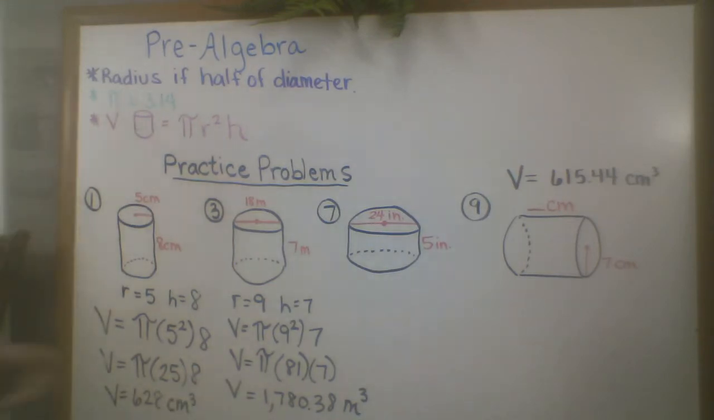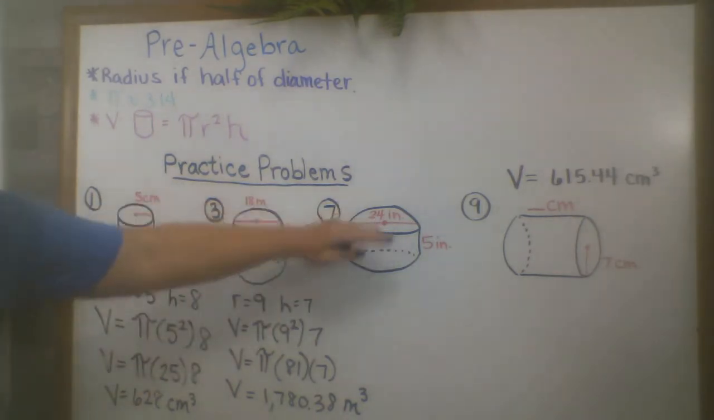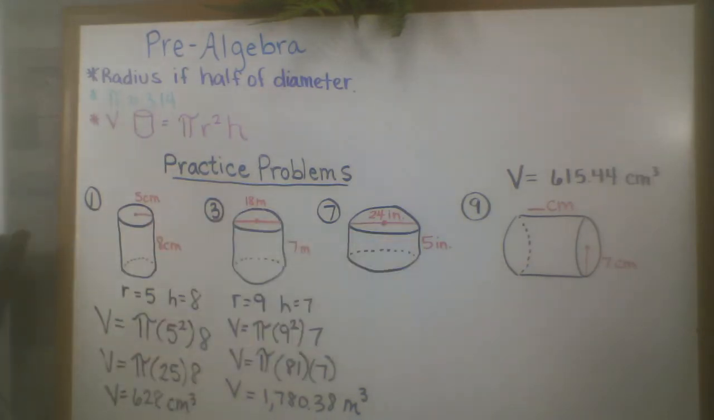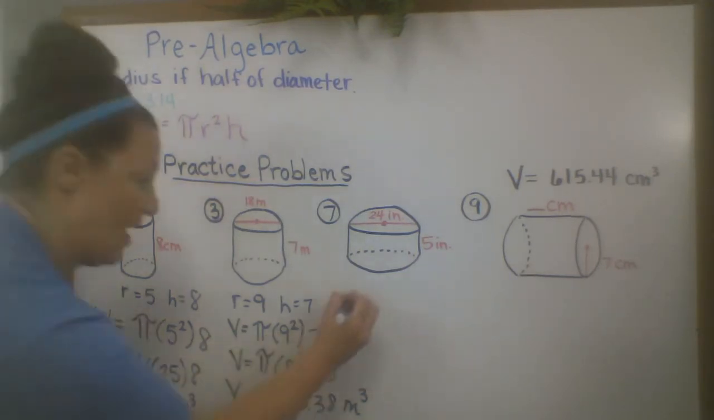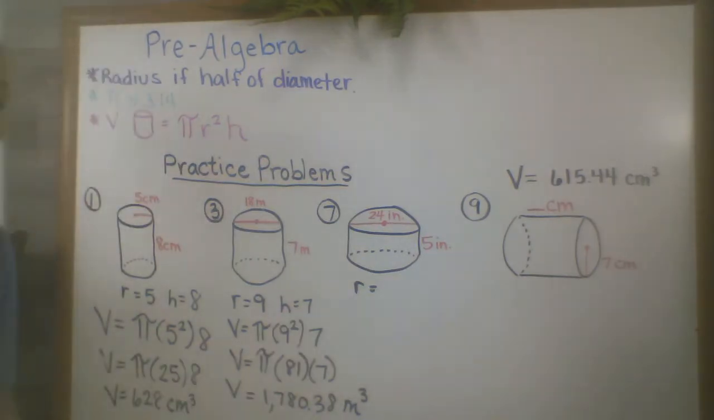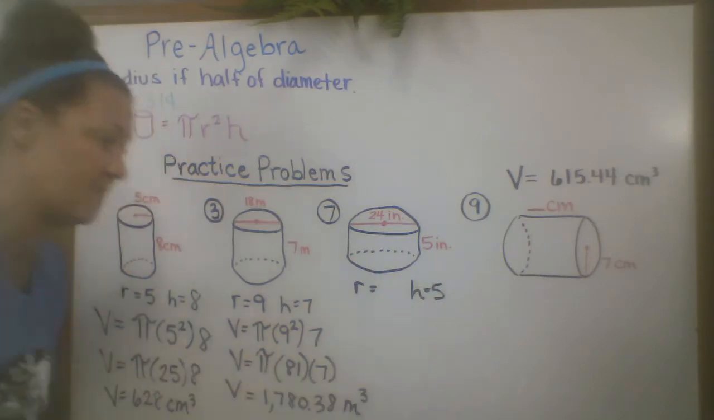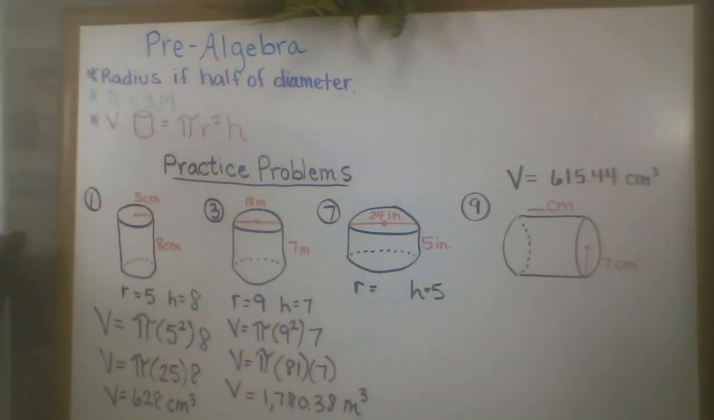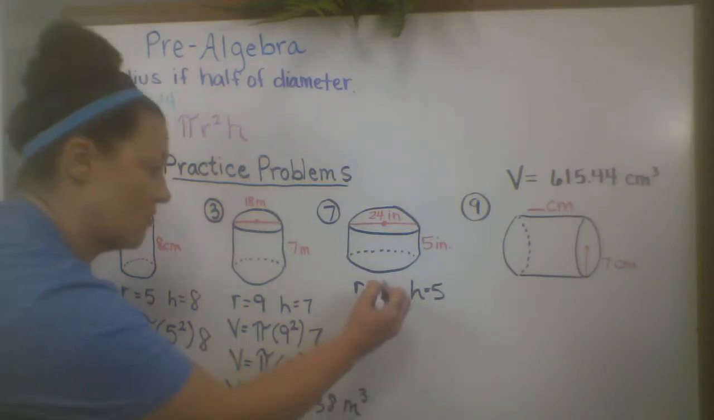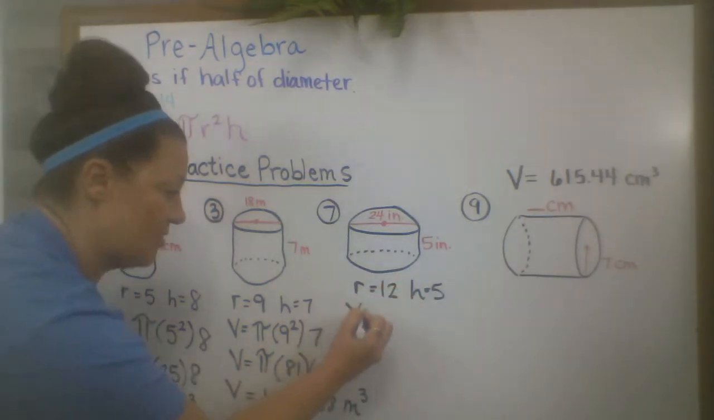All right, so moving on. We have another diameter. So again, if you were to go too fast and say, okay, 24 squared times 5 times 3.14, you actually would get the wrong answer, right? Your answer would be too big. So first, let's identify our r, our radius, and our height. So really easy, we know our height is 5. And what is our radius if our diameter is 24? Good. Radius is 12.